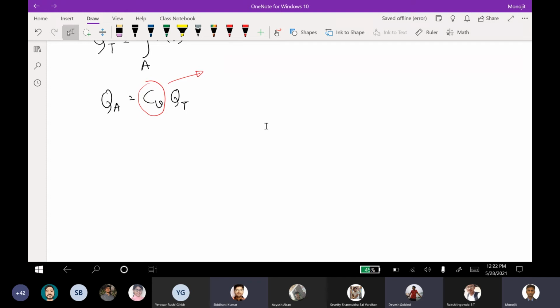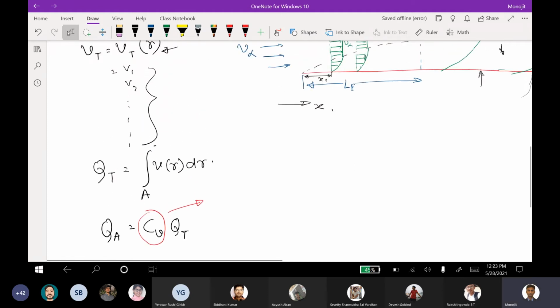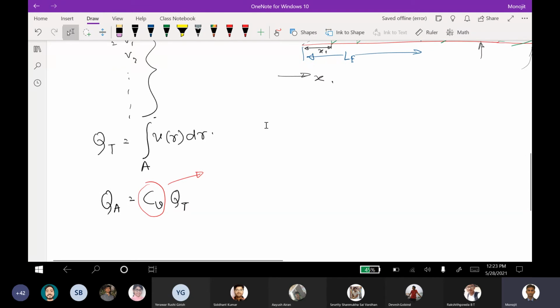Less than. So the maximum value should be 1, and it should be less than 1. In most cases, we get this value very close to 1, between 0.6 and 0.95 or 0.8, somewhat like that. It depends. This is one of the factors you said, that the viscosity we are neglecting.